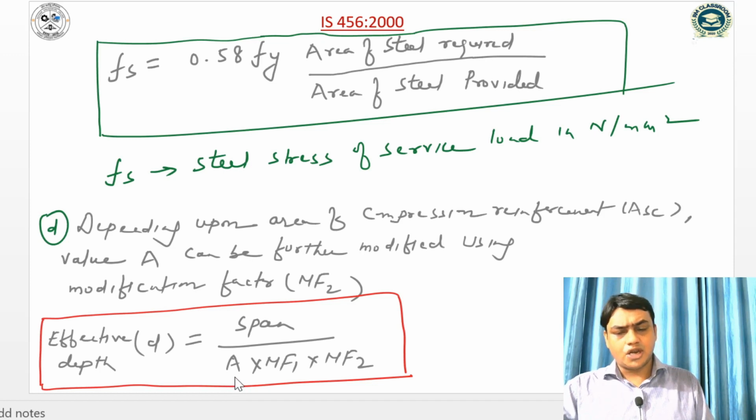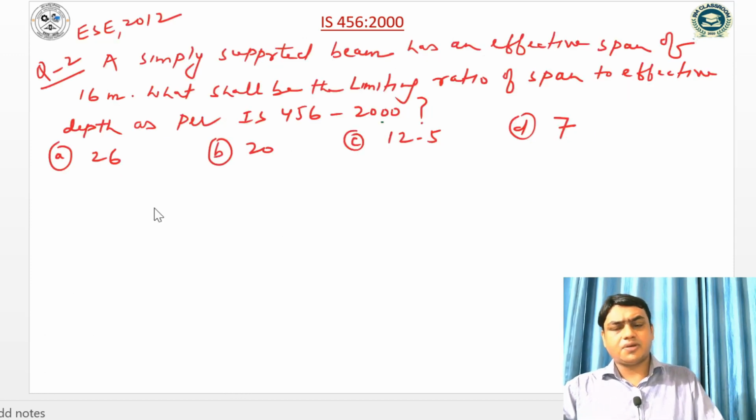it will be 20, and for the continuous beam it will be 26 once our span is less than 10 meter. If the span is greater than 10 meter, then the value will be 20 into 10 by span and 26 into 10 by span for the simply supported and continuous beam respectively. So let us take one problem based on this deflection criteria.